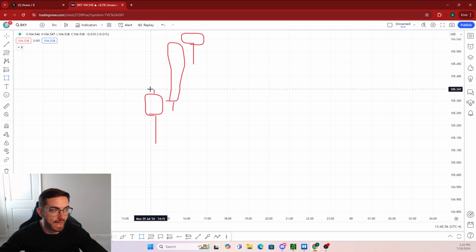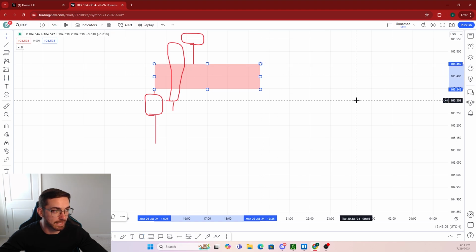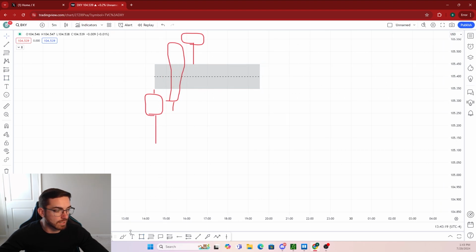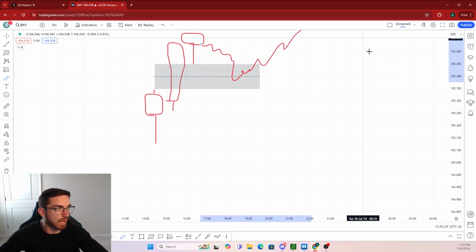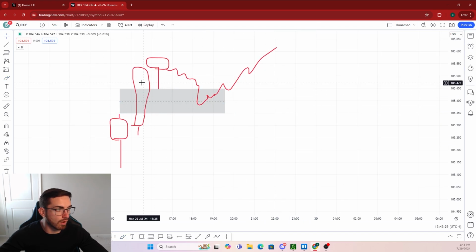So the fair value gap is going to be the distance between the high of that first candle and the low of that third candle. So here's our fair value gap right here. And again, what we're going to look for is price to come down into it, make it support, look for buyers to buy price up, and then push it even higher. So that is a bullish example of a fair value gap.